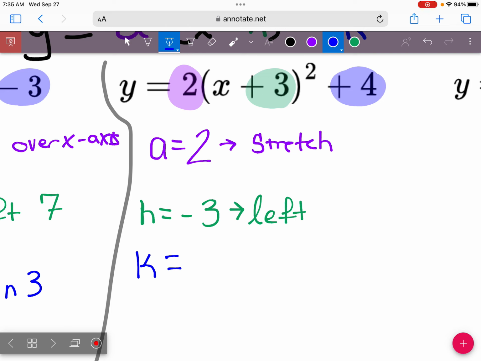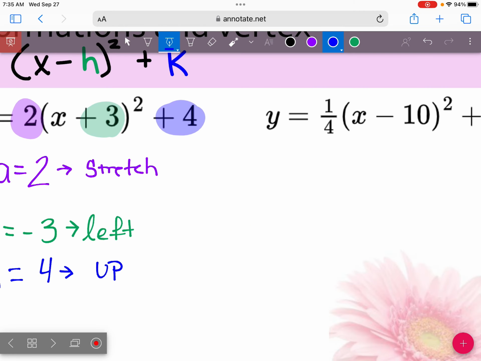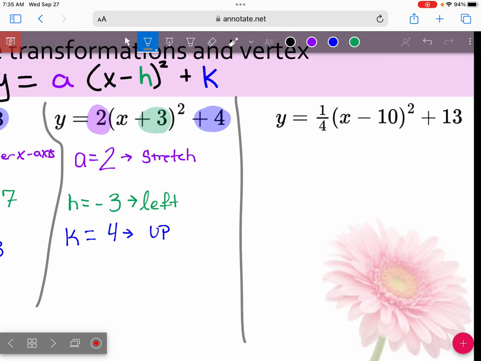All right, what's our K? 4, which means it's going which way? Up. It's going to move up 4 spaces. Left 3 spaces, and it's going to be stretched. One more like this, and then we're going to kick it up a notch. You know, our favorite phrase.